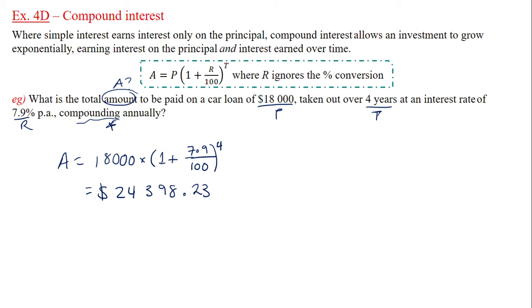Okay, it's nearly $1,500 more, I think, from memory, from our previous example where the same figures but we're at simple interest. Okay, and that's because you've earned interest on top of interest for 3 out of those 4 years. Okay, so it does add up.